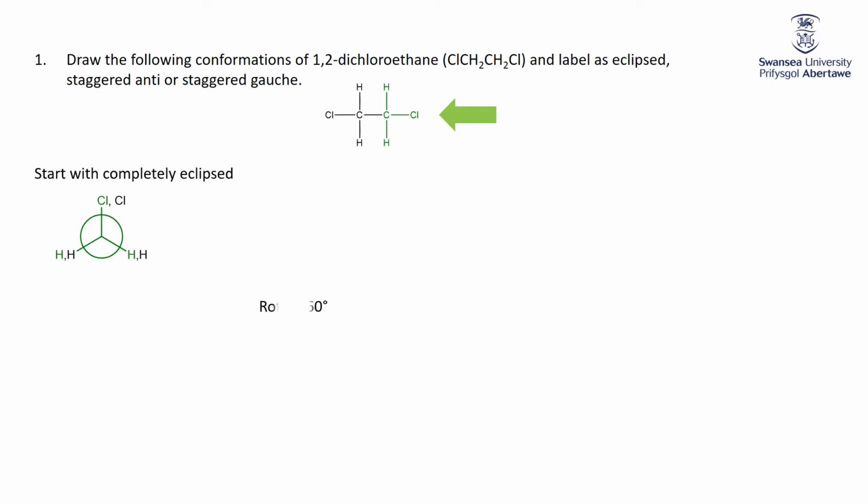Now let's rotate it by 60 degrees. So we're going to leave the front the same, so you can see the green chlorine, hydrogen, hydrogen there. But now this chlorine that's at the back, I've rotated by 60 degrees, so it's sticking out like that. The hydrogen that was at the back here, again rotated by 60 degrees, so now it's down the bottom. And the hydrogen at the back here, rotated by 60 degrees, so it's sticking out there. So this is obviously a staggered conformation.